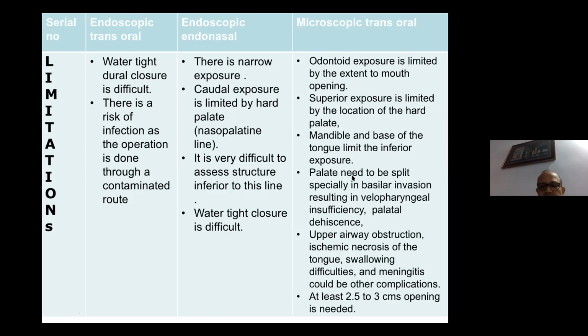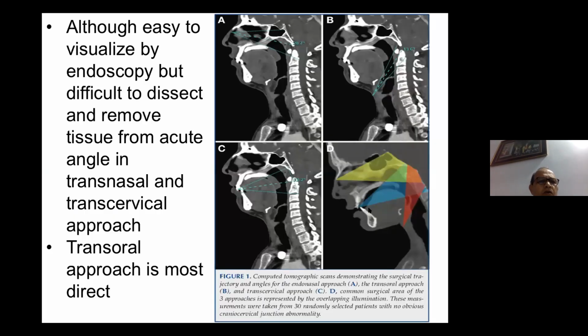One must only remove the tube when the anesthetist is confident about the airway. If there is any swelling, then you can keep the tube for 1 or 2 days. Although easy to visualize by endoscopy, it is difficult to dissect if you keep the angle, regarding the transnasal and trans-cervical. So orthogonal approach is better, 90-degree. So transoral approach provides the most direct and 90-degree approach.